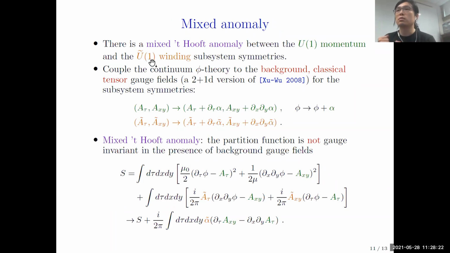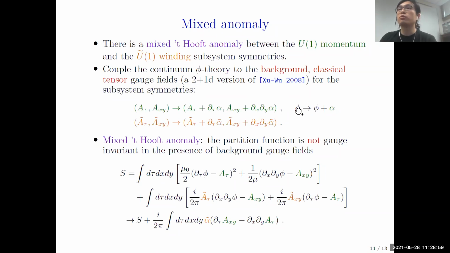And as before, we can detect this anomaly by coupling both symmetries to appropriate background gauge fields. In this case, the appropriate background gauge fields we should use are tensor gauge fields. I will call them A and A tilde. They are tensor gauge fields because they have non-standard gauge transformations. The tensor gauge field has two components, A tau and AXY, and the AXY component transforms with dx dy of alpha. So this is a non-standard gauge transformation.